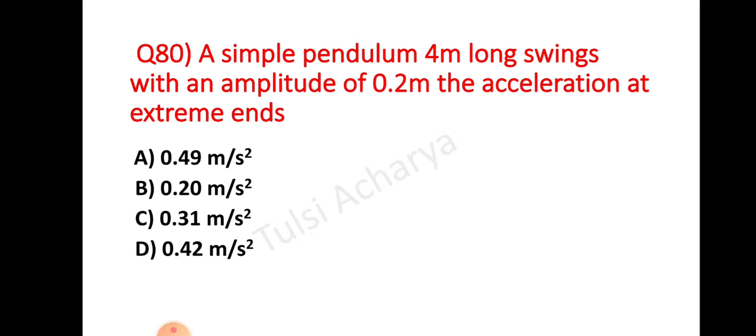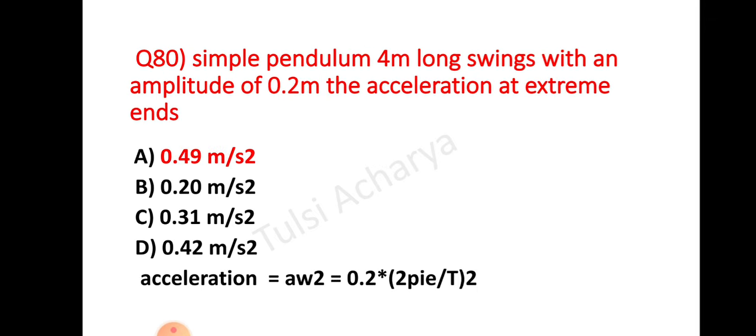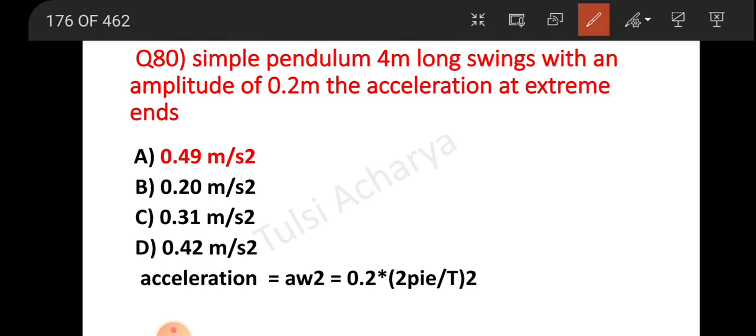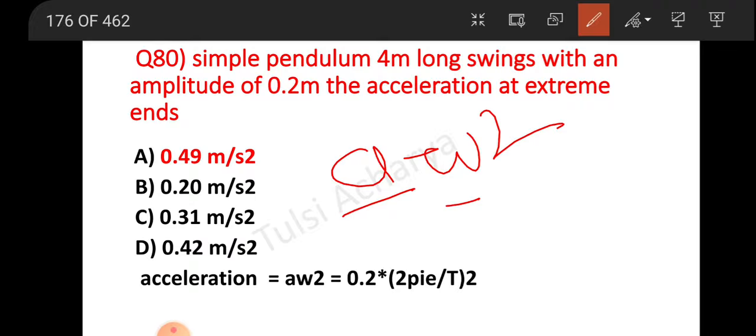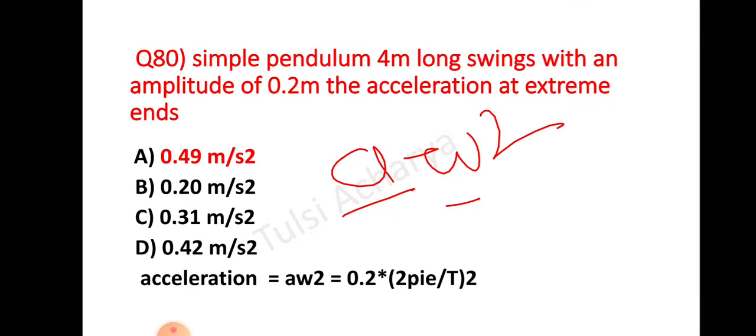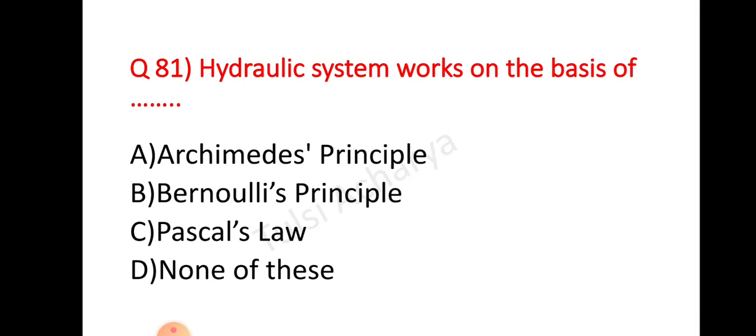A simple pendulum of 4 meter long swings with this amplitude, the acceleration is, we know that acceleration is given by A omega square. This A is amplitude and omega is given by 2 pi by T, and from this our right answer will be 0.49 meter per second square. Now let's move to question number 81.